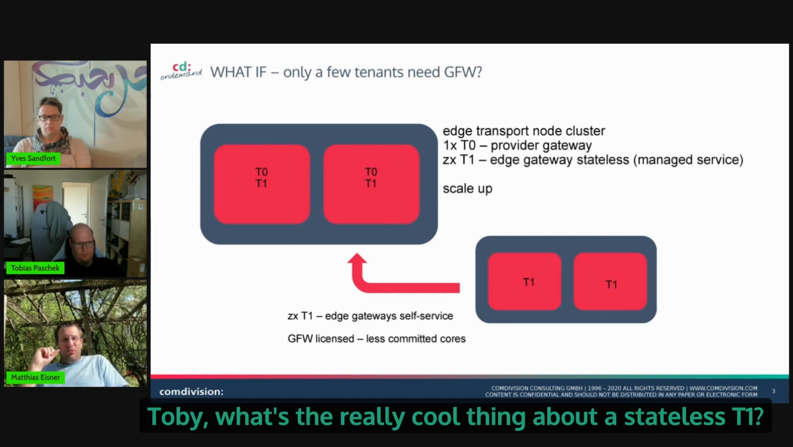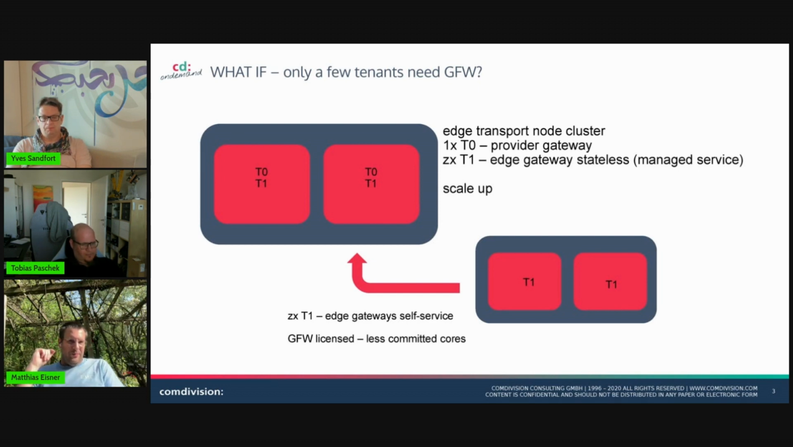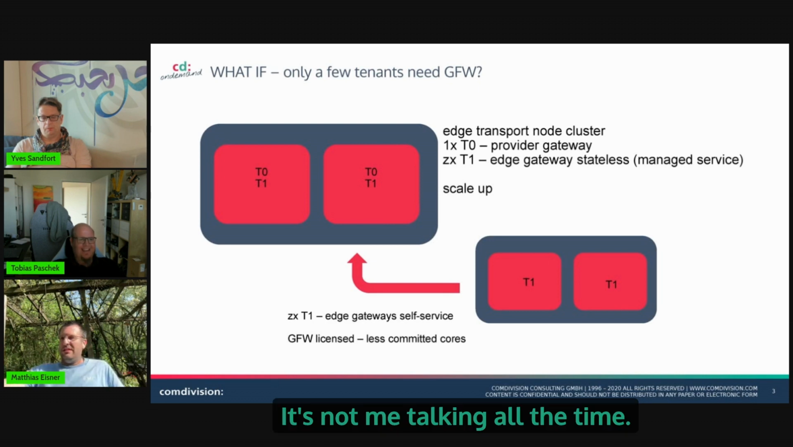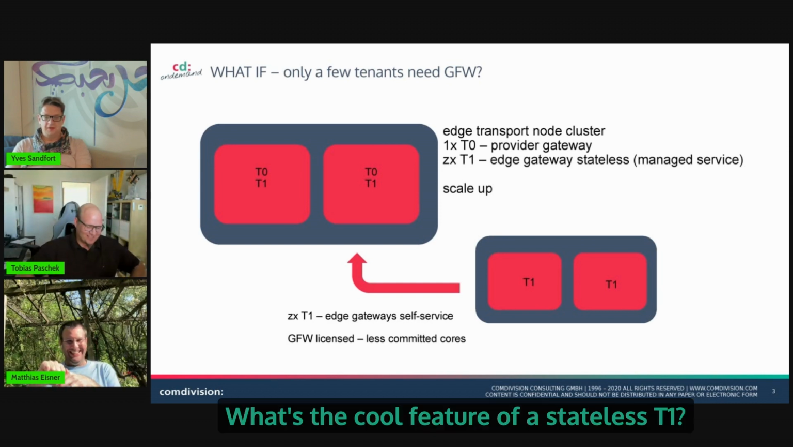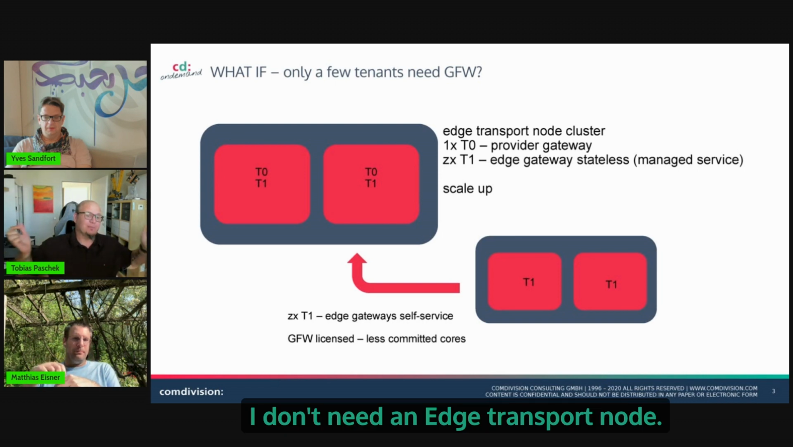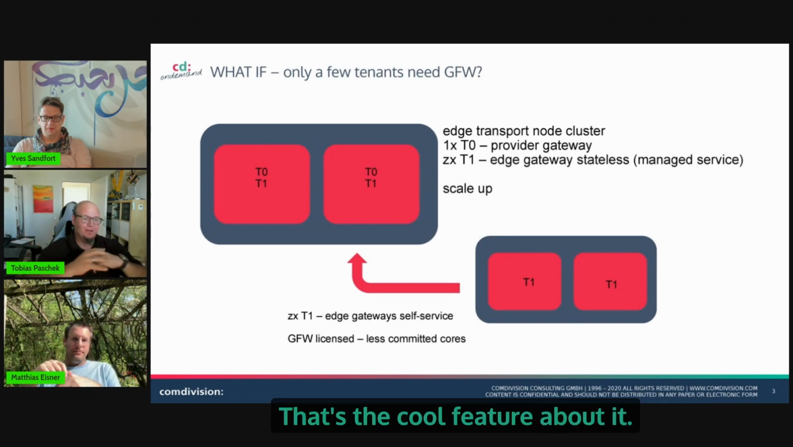Toby, what's the really cool thing about a stateless T1? Headless. It's not me talking all the time. Headless, stateless, whatever. It's headless. No, it's headless. What's the cool feature of a stateless T1? I don't need an edge transport node. That's the cool feature about it.